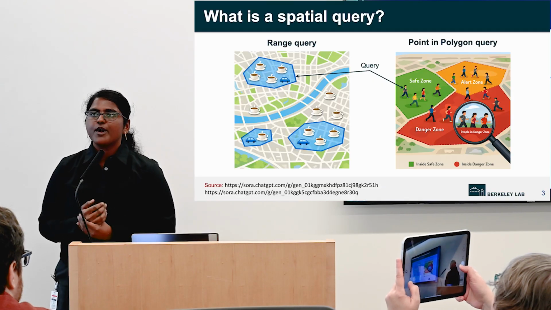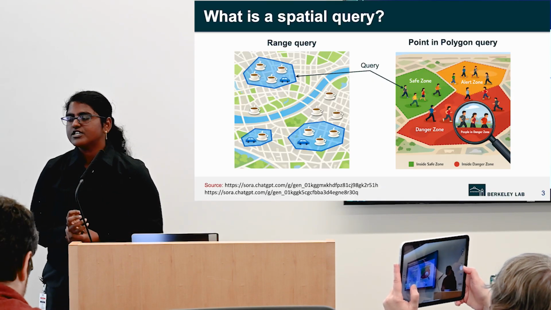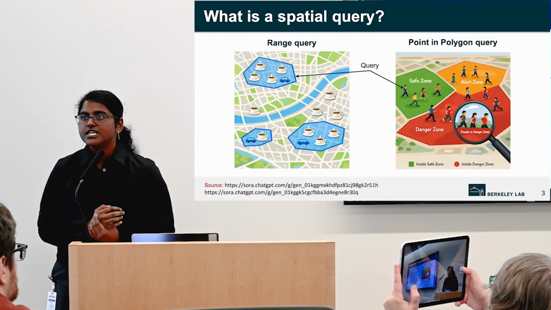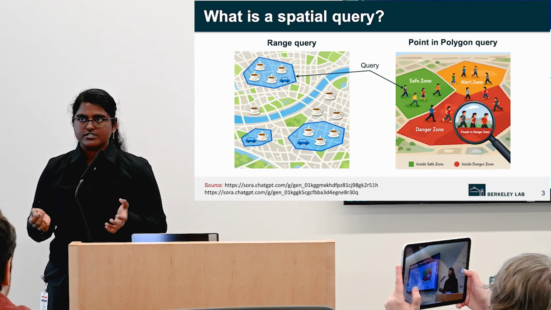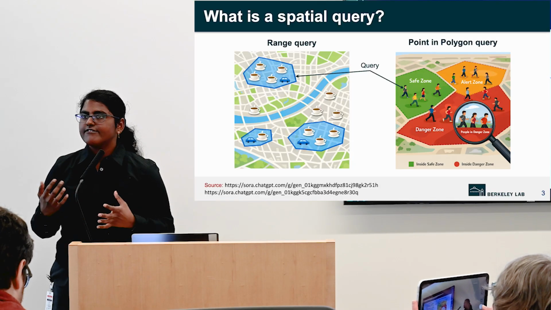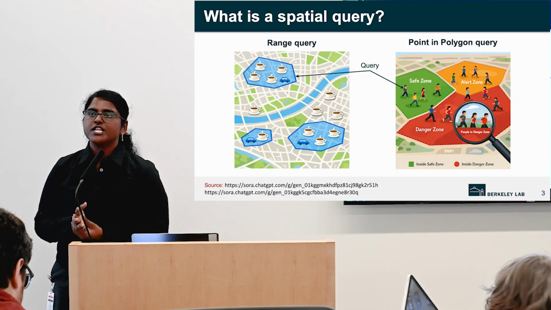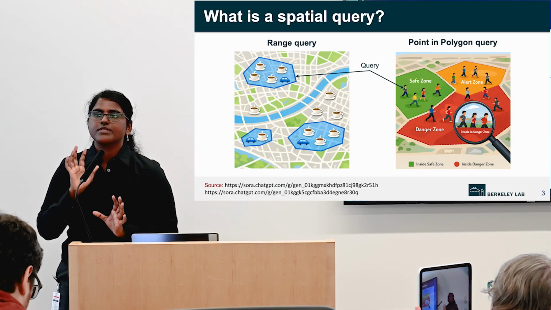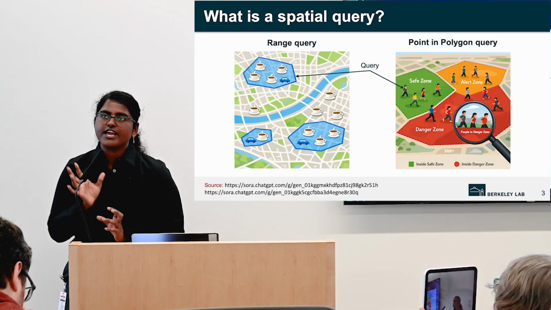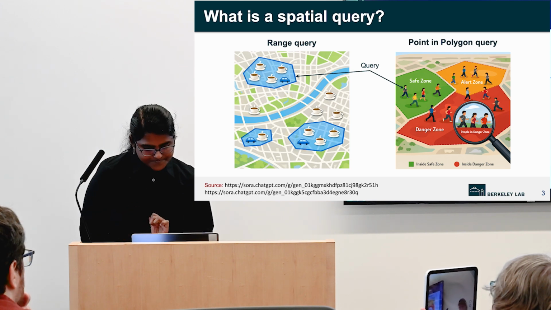And in point and polygon query, a use case would be, let's say, in case of disaster, you have some designated zones, and people are moving across zones, and you want to locate people in a given zone at a given time. So in point and polygon query, the people, their locations, are the points, or the queries.